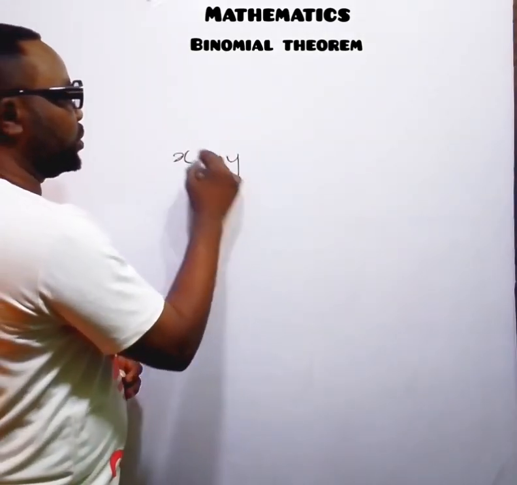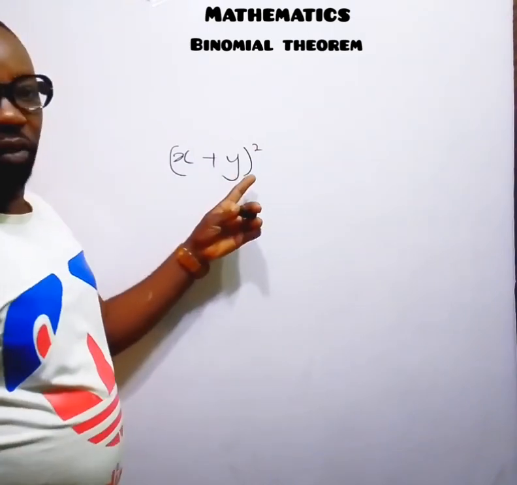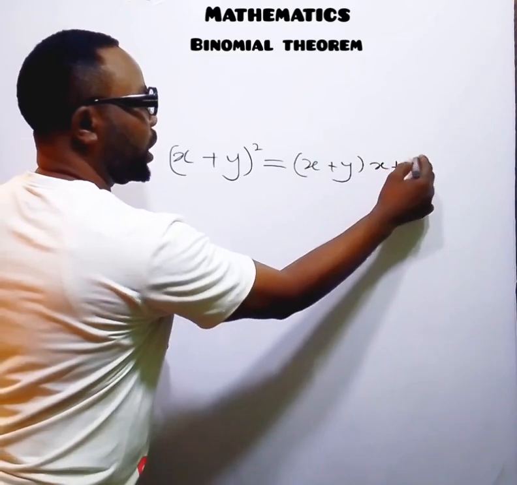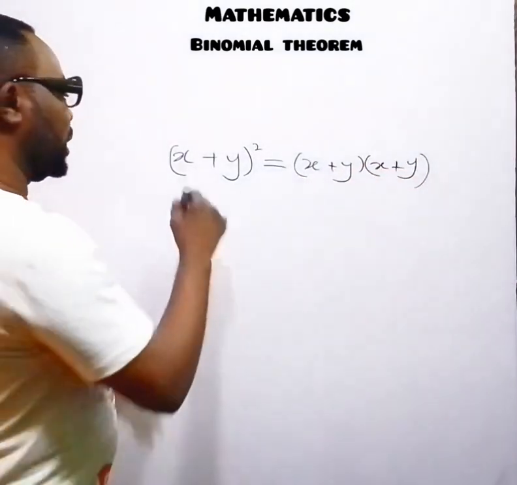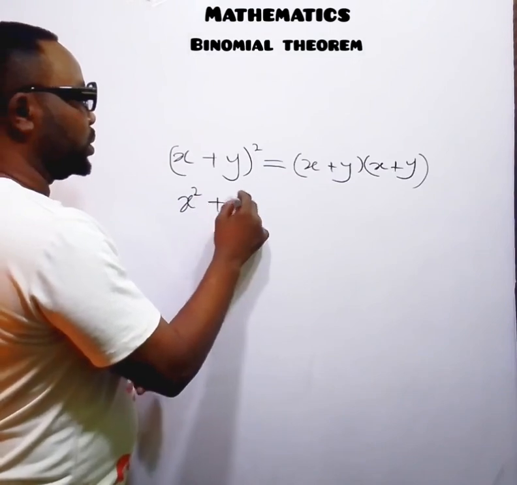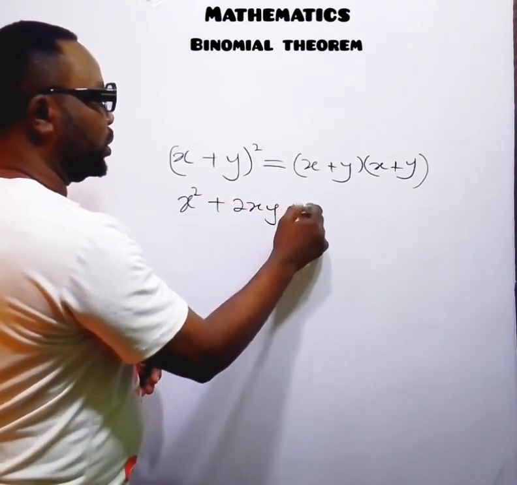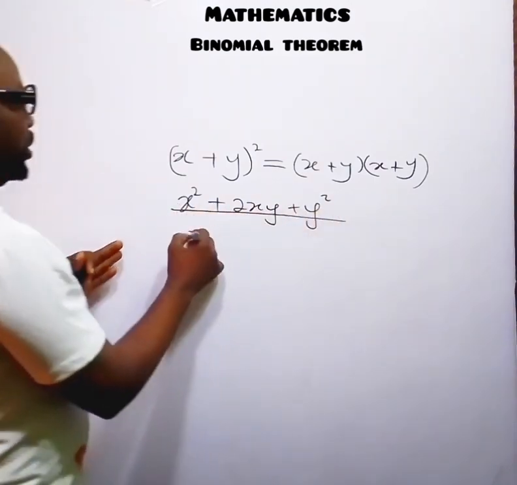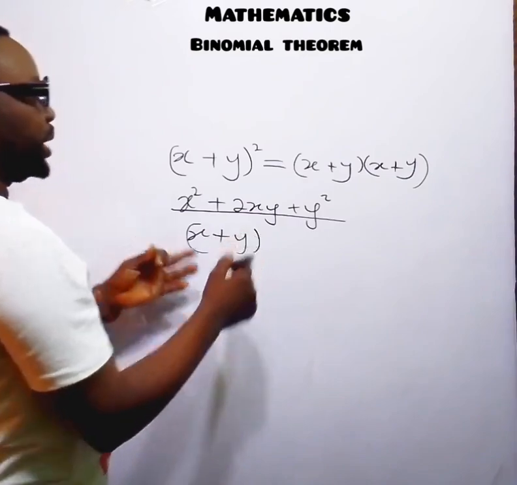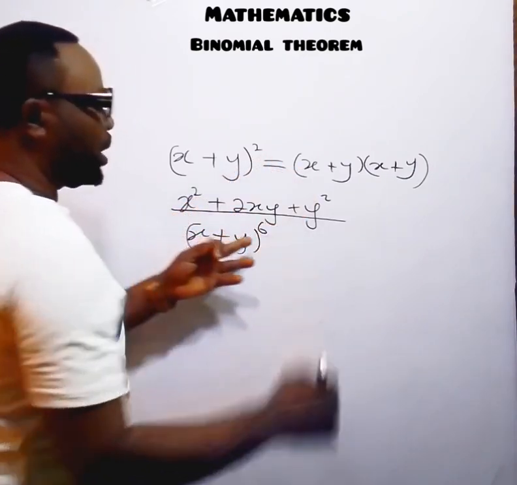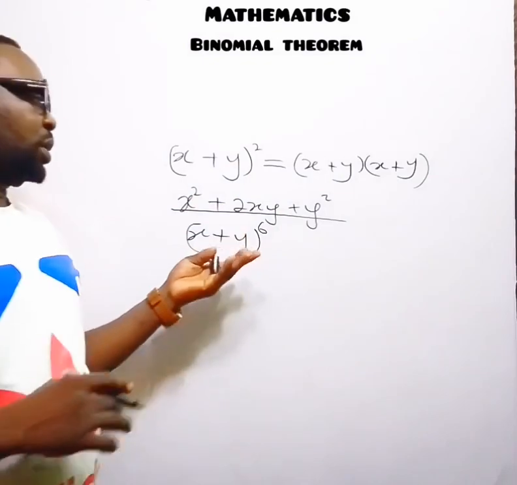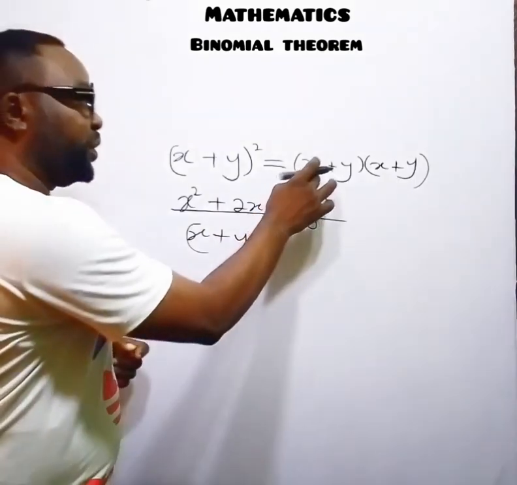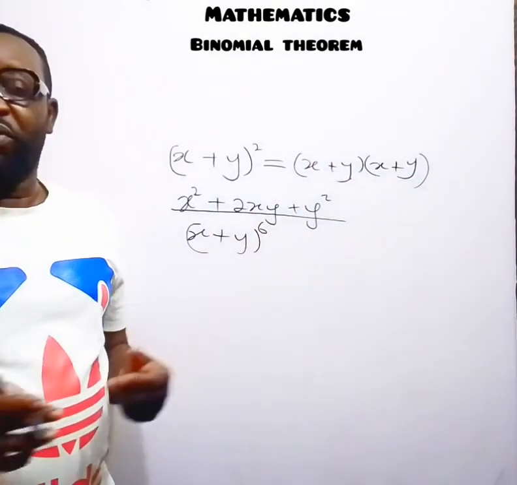If you have x plus y raised to the power of 2, this kind of expansion simply means x plus y times x plus y, which when I do the expansion, I'm going to have x squared plus 2xy plus y squared. But if I have the same x plus y in bracket and I'm asked to expand it to the power of 6, this is going to give me a lot of problems in solving. If I want to do it in this way, it might not even be possible.